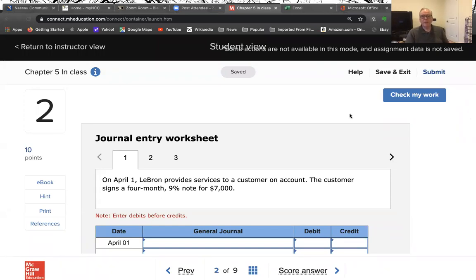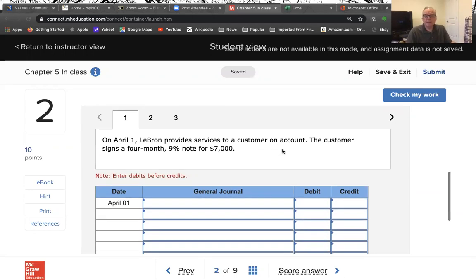All right. So let's look at this example here. Note, this is a notes receivable. So whenever you see a notes receivable problem, the complication is going to be interest, calculating interest expense, accruing interest expense, as the case may be. Okay. So April 1st, LeBron provides services to a customer on account. The customer signs a 4-month 9% note for $7,000.